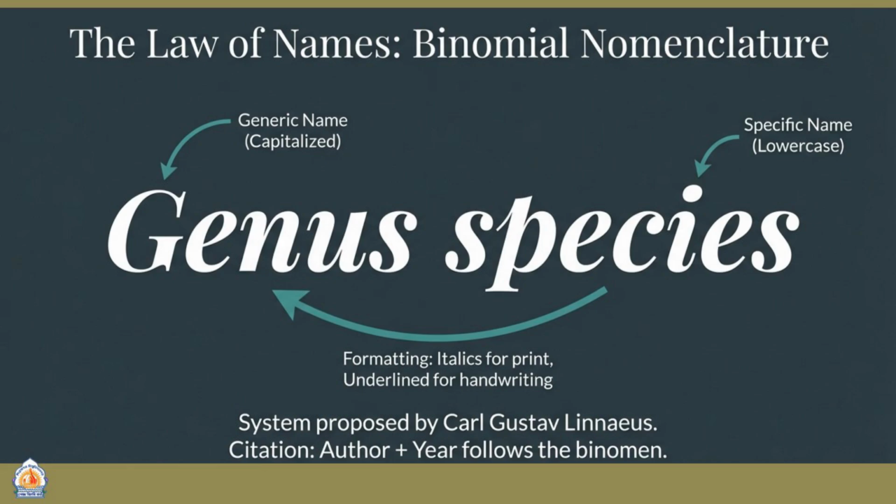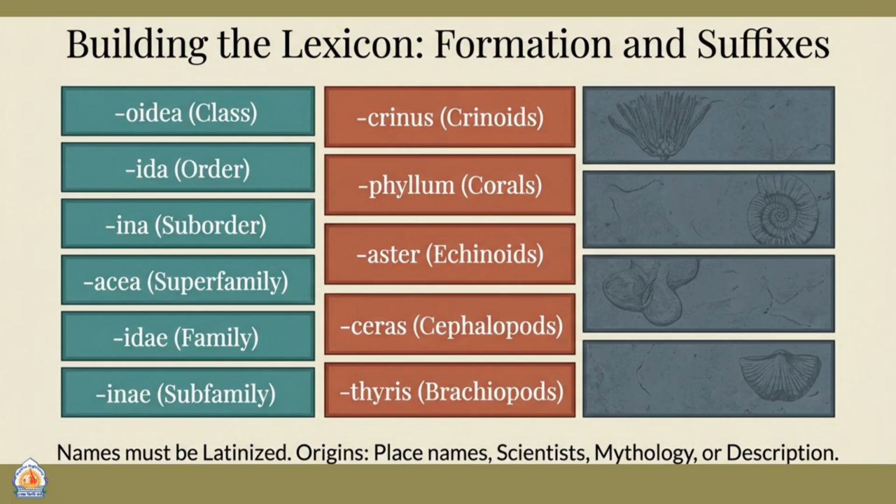Scientific names follow certain rules, like the generic name begins with a capital letter and the specific name begins with a small letter. When printed, names are written in italic form. When handwritten, the names are underlined. The name of the author and the year of description usually follow the scientific name. Some typical suffixes for higher taxa are "ini" for subfamily, "id" for family, "asia" for superfamily, "ina" for suborder, "ida" for order, and "oidia" for class, used to describe the taxonomic rank.